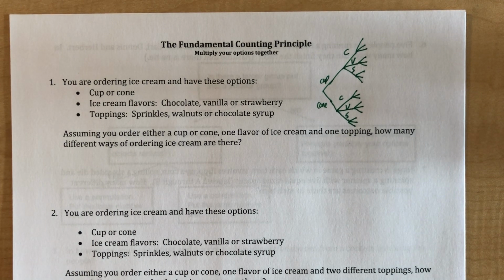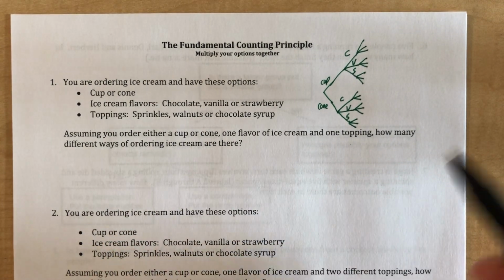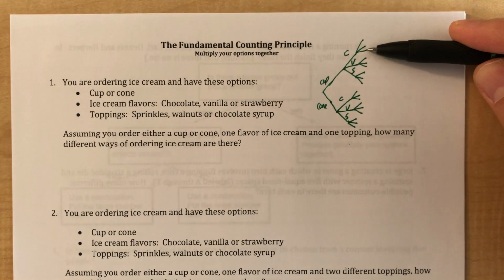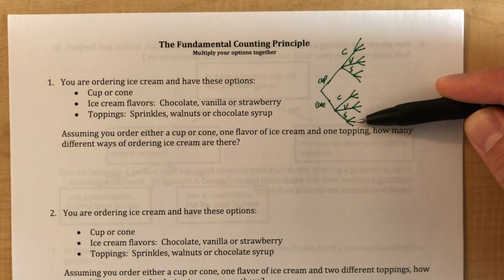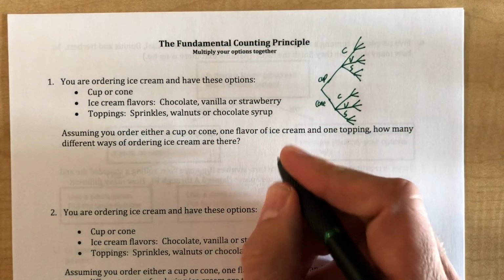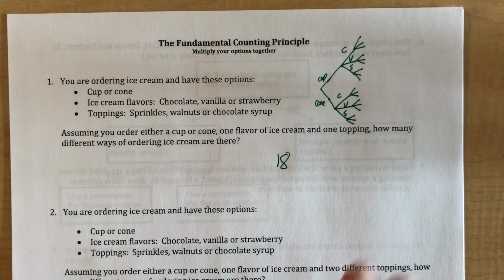But the real answer is how many different ways of ordering there are, and here they are: 1, 2, 3, 4, 5, 6, 7, 8, 9, 10, 11, 12, 13, 14, 15, 16, 17, 18. So the final answer is 18, but here's a faster way. I just wanted you to see the representation that some people use. We won't do that again. Here's the other way of doing it.